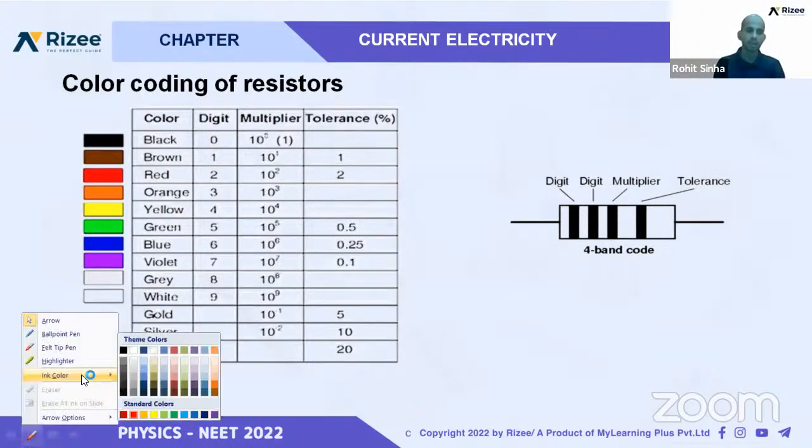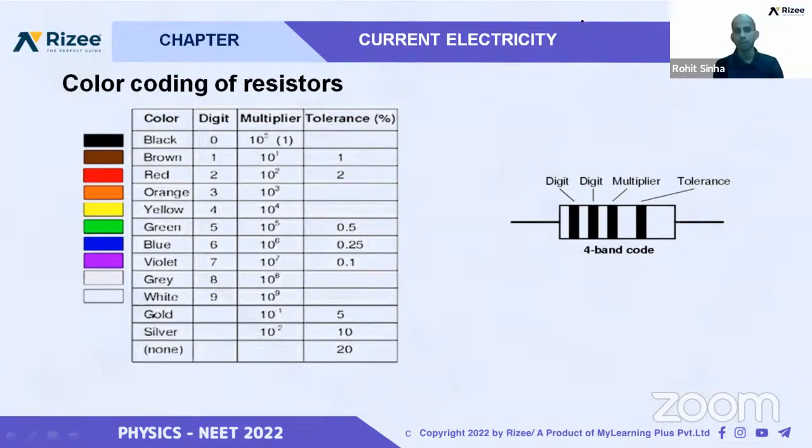Actually, these are not so important, but sometimes questions are asked from here also. Resistors are just opposing elements. They oppose the flow of current, and they are usually of two types. One is wired, or we say wound type. They are in the form of wound.